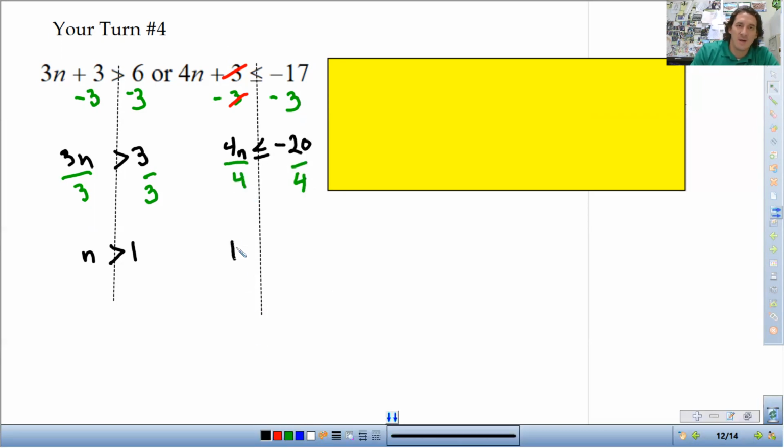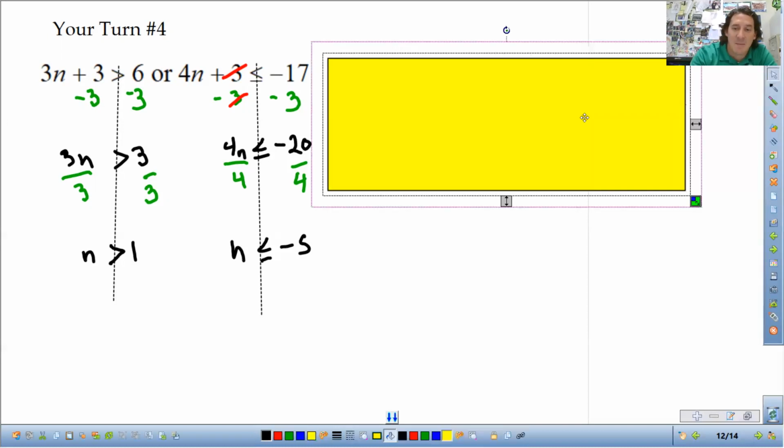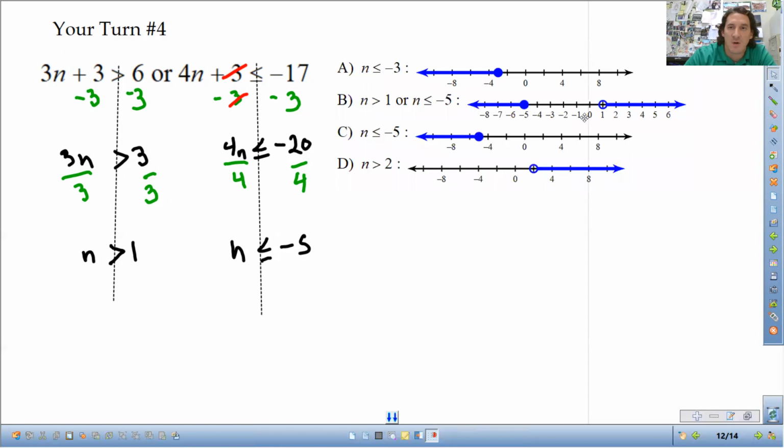I get n is less than or equal to -5. I do not need to flip the inequality since I did not multiply or divide by a negative anywhere along the way. And if you look, I'm just going to reveal the answers. The only or inequality in the answers is B, this one here.